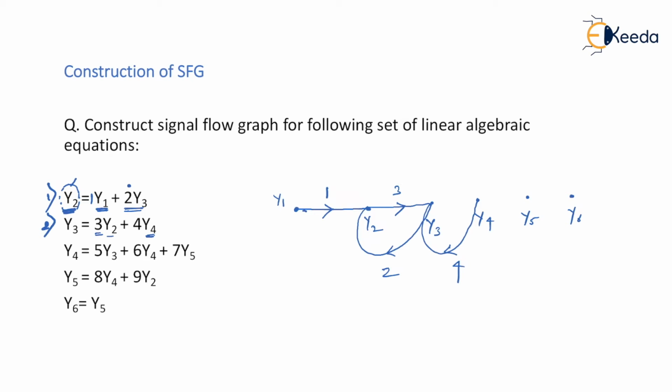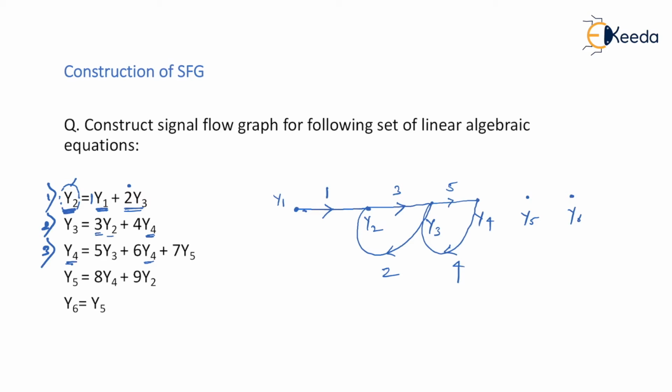Is that right? So now we have done with equation 2 also. Let's take care of equation 3. It says y4 equal to 5 times y3. So y4 equal to 5 times y3. So we know that y4 is going to receive now. It is going to receive from y4 itself.